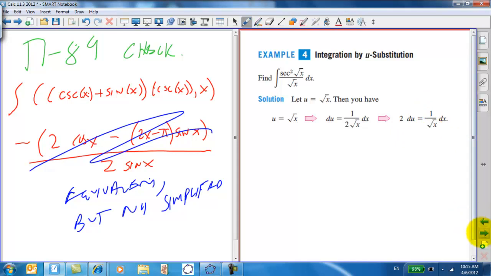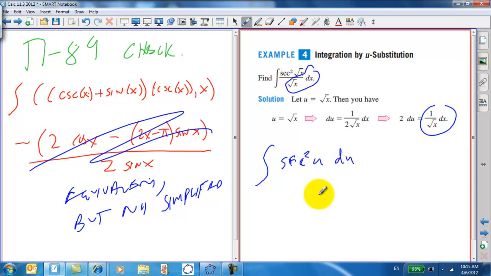And so you see how you can change this now to the integral of secant squared of u, and then this 1 over square root of x dx, all of this then can become your du. So in essence you get the tangent of u plus your constant of integration, and then unsubstitute tangent of u, which is tangent of square root of x plus c. There you go.